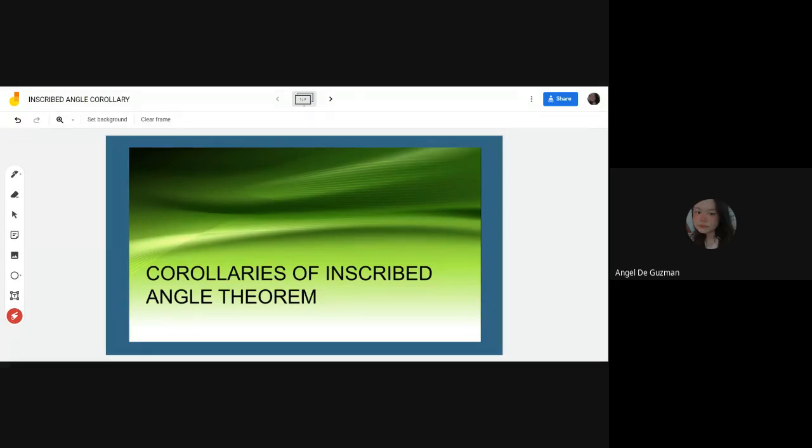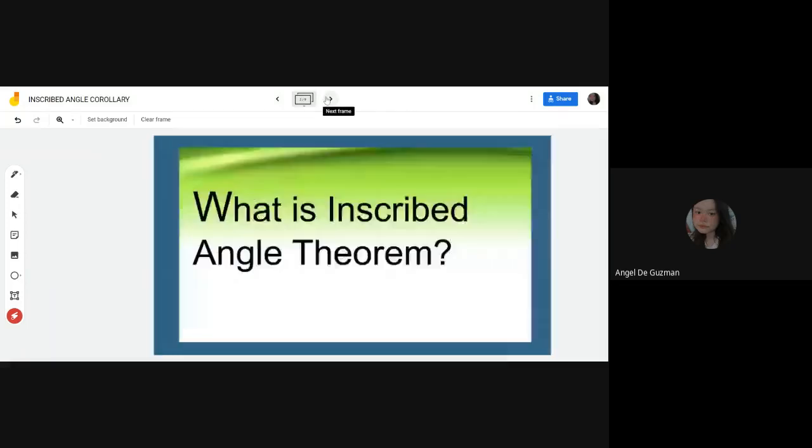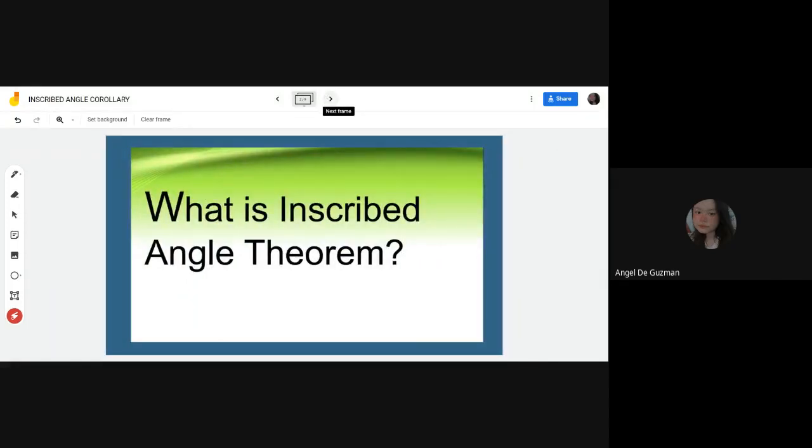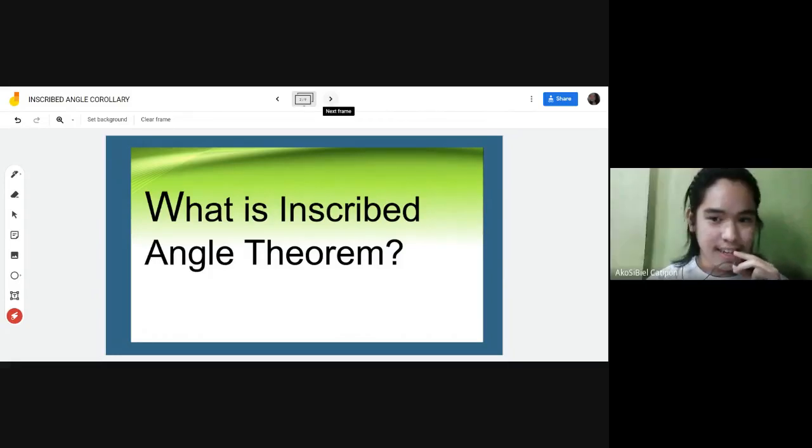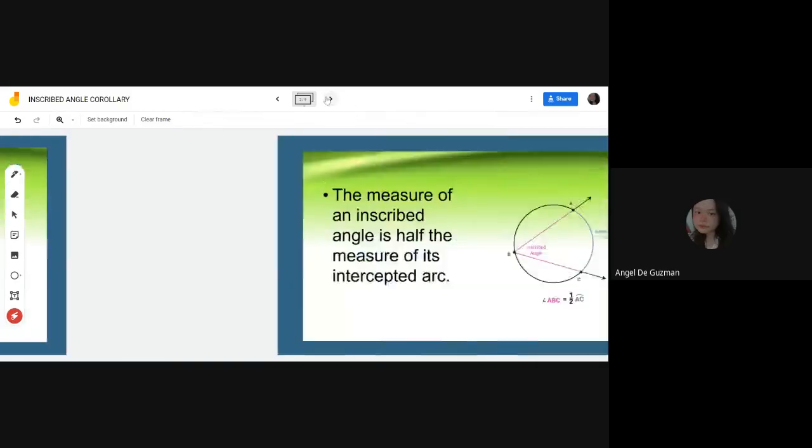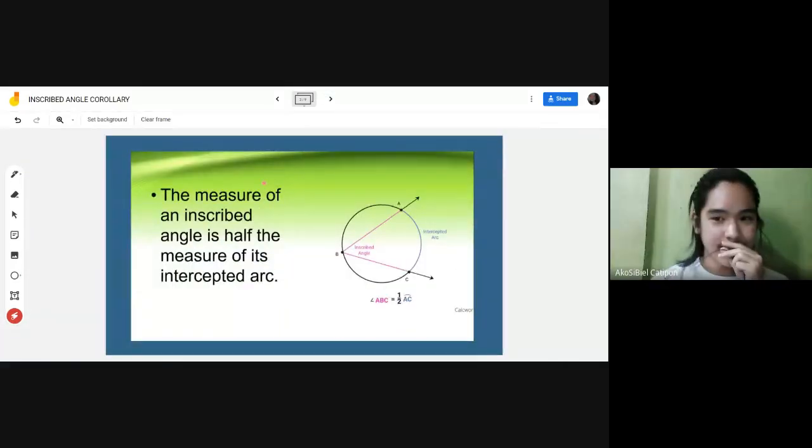Okay, so, good afternoon. For today, I am going to discuss about corollaries of the Inscribed Angle Theorem. But before that, I want you to tell me what is Inscribed Angle Theorem. Anyone from the class? Yes, Biel? Its sides are the chords in a circle po. Okay. So, I mean, its sides are the chords of the circle.